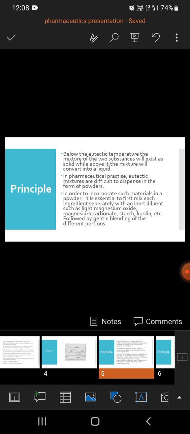In pharmaceutical practice, eutectic mixtures are difficult to dispense in the form of a powder. We cannot dispense them in the form of a powder.